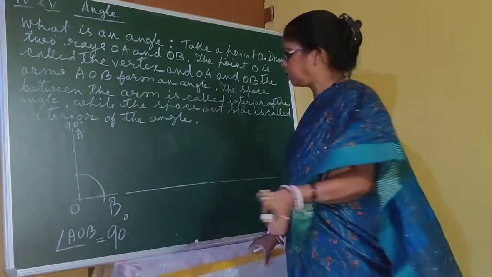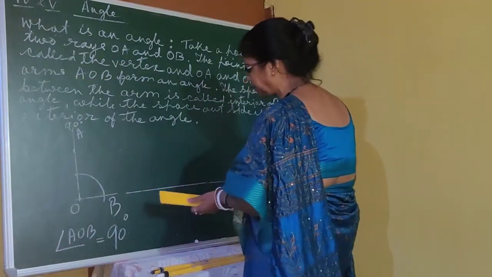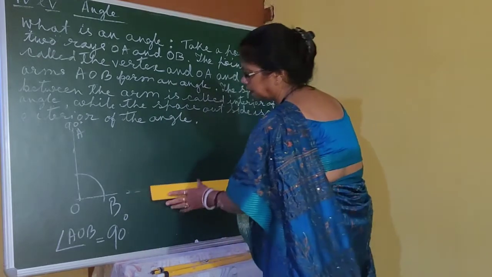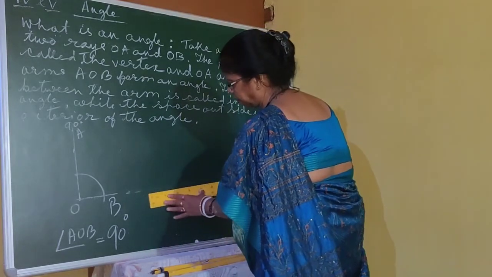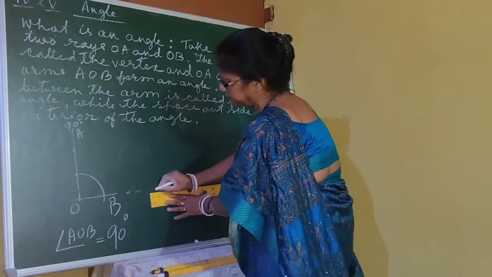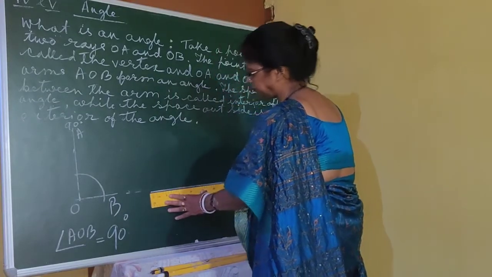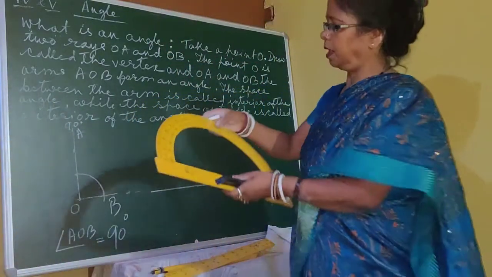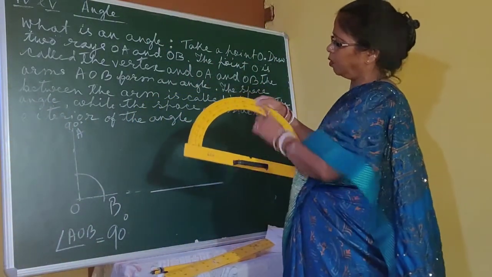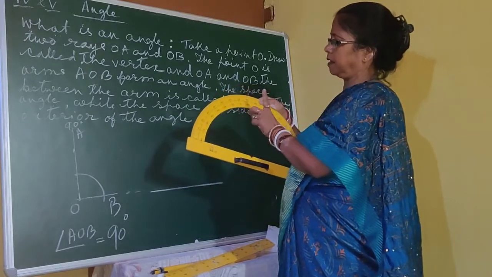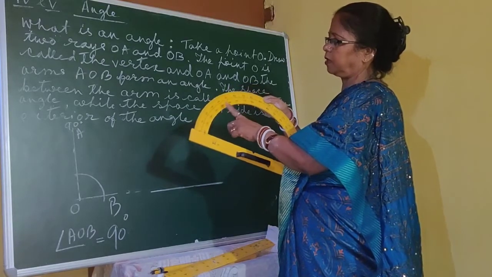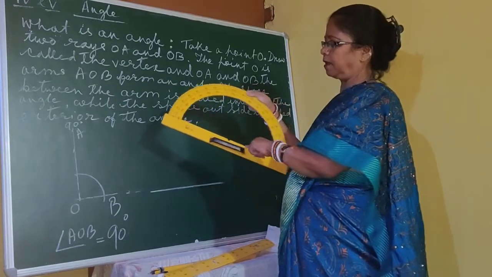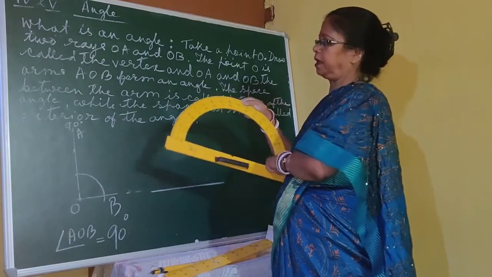Then I'll show another angle, more than 90. You have to draw like this. First you draw a line. 90 degrees is the middle of the protractor. Here the middle is 90 degrees. More than 90 will come on this side: 100, 110, 120, 130, 140, 150, 160, 170, 180 degrees. A straight line will be 180 degrees.